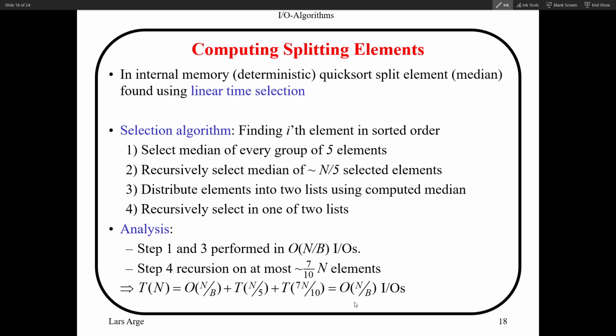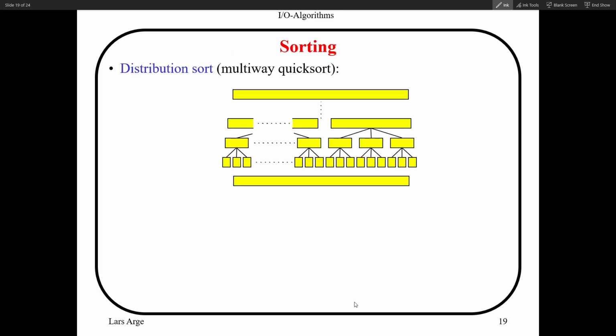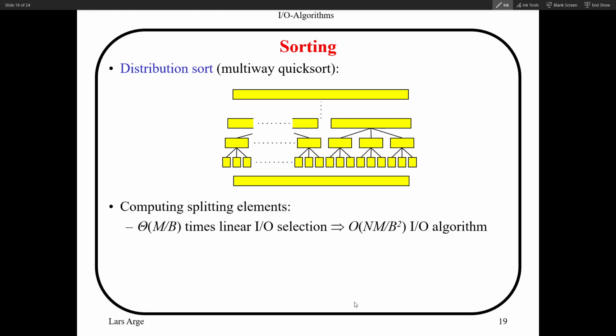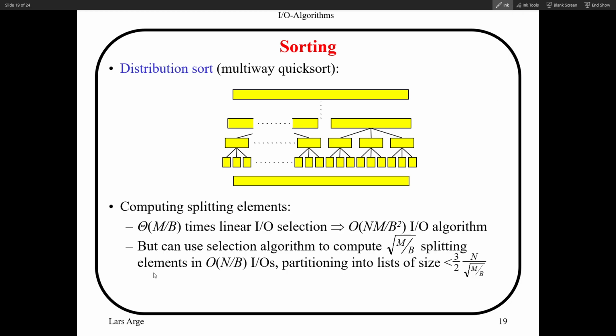But this only finds one median. If I want to use this for my original problem, my IO complexity will be this much, because I want to find M over B medians. This is the number of medians that I defined. And if I spend O of N over B for every splitting element, this is going to be N times M divided by B squared, which is already way too much, so I can't do that. So we want to do something smarter.